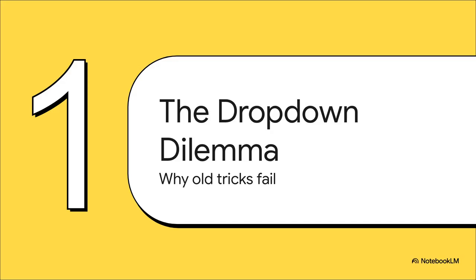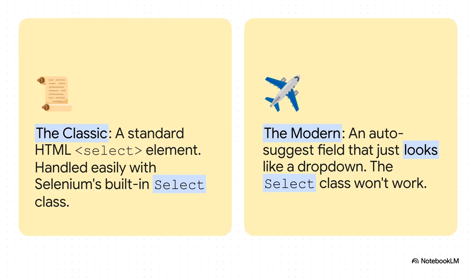All right, so let's get right to the heart of it. See, the methods we all learned for handling dropdowns, well, they were built for an older version of the web. And to beat these new dropdowns, you've got to understand why they're so different from their ancestors. So on one side, you've got the classic. This is your good old-fashioned HTML select tag. Selenium has this amazing built-for-purpose Select class that handles these things perfectly. But then, on the other side, you have the modern, like the search on MakeMyTrip. It looks like a dropdown, it quacks like a dropdown, but that Select class, it's totally useless here. And the reason is that under the hood, they are completely different animals.